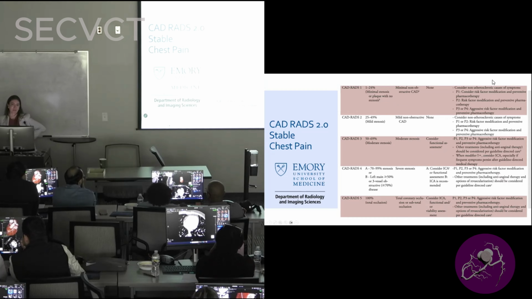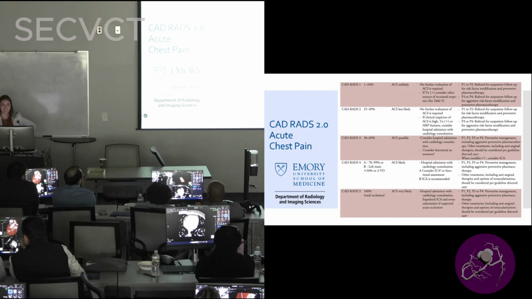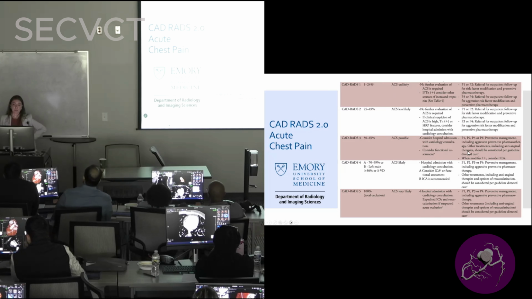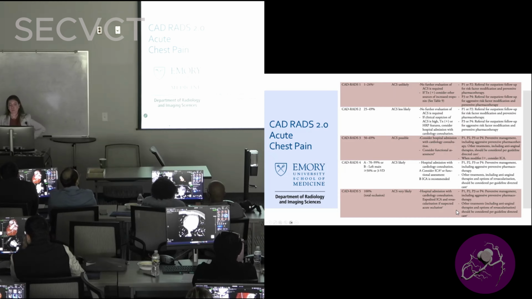I did not include 0 here because that's normal, so consider something else for the chest pain. And then for acute chest pain, similarly, I'm not going to go over everything, but the important thing to know is that they give, specifically, I think, our emergency medicine colleagues, some guidelines on what to do with the patient. So 3 and above, we're going to consider hospital admission, consider a stress test, and then for 4 and 5, similarly, consider invasive ischemic evaluation.